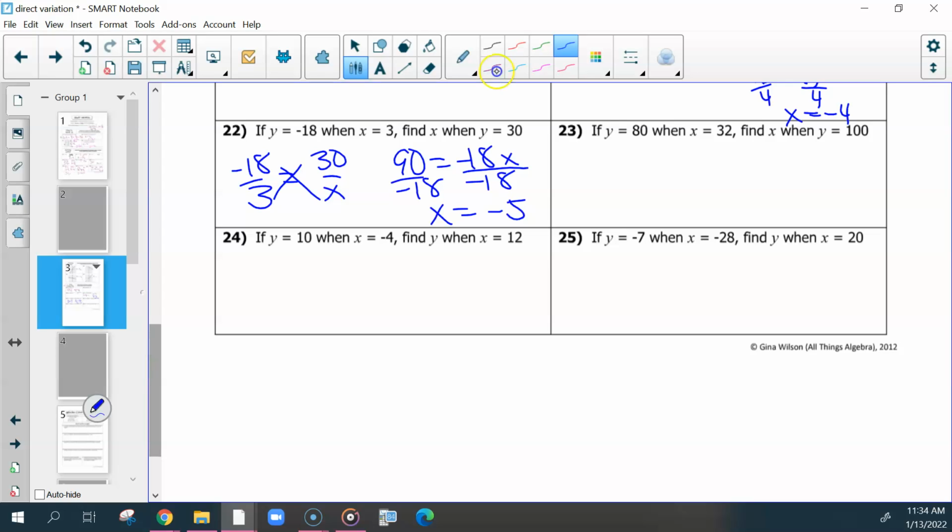And then for 25, we're going to go back into the other method. So look at the numbers where you have both. So this first part, k is going to be y over x, or negative 7 over negative 28. We can simplify that by dividing both of them by negative 7. So this would become 1/4. Our equation would then be y equals 1/4 x.